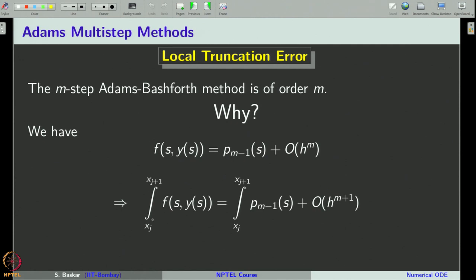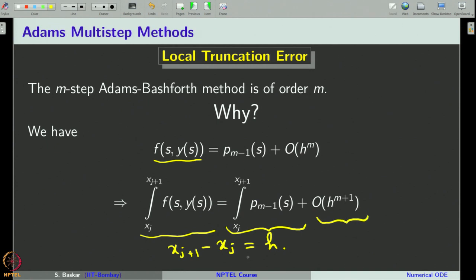Then we are taking the integral of this function, because in our integral equation, this function appears with an integral over xj to xj plus 1. Remember, xj to xj plus 1 is the interval with length h. The error that we are committing in this quadrature formula is already of order h to the power of m. Now, when you integrate that error, you accumulate one more h coming from the length of the interval over which we have taken the integral. So, that contributes one more h here, and thereby the integral will have the truncation error with order m plus 1.